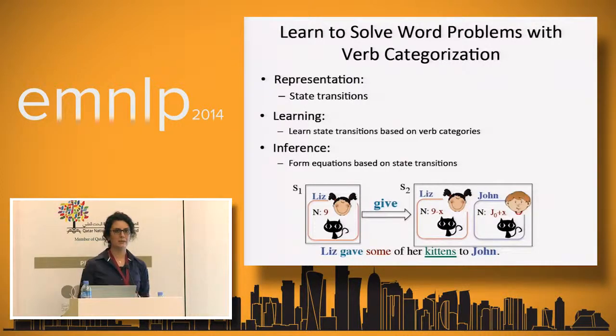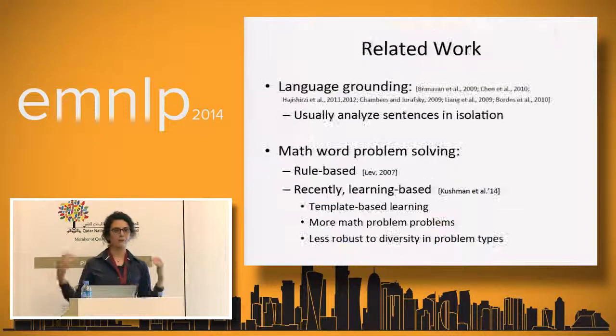Right? So this is our main intuition, that we want to make a state space representation, update the states based on the categories of verbs, and then finally do inference and form the final equations. There has been previous work in the literature. Actually, our work is in part similar to language grounding, where the idea is to translate sentences to events and entities and also finding out their relationships.